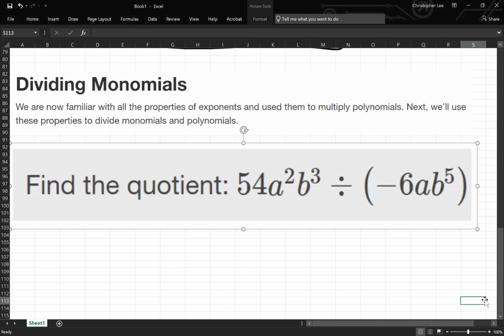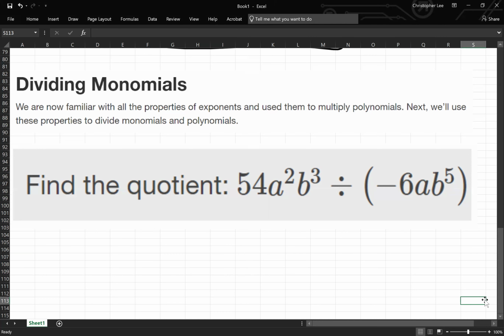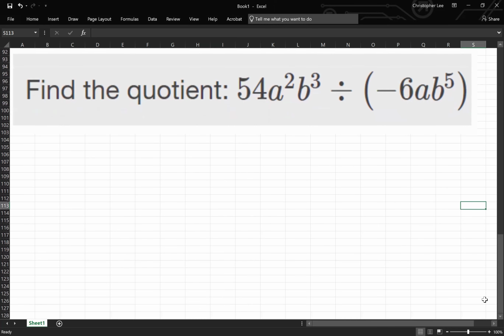All right, so now we want to find the quotient of this. It's nothing different from what we just did before. Numbers with numbers, variables with variables. 54 divided by -6. What is that? Positive. It's 9. -9. Now we're talking. Because a positive divided by a negative is a negative, right?